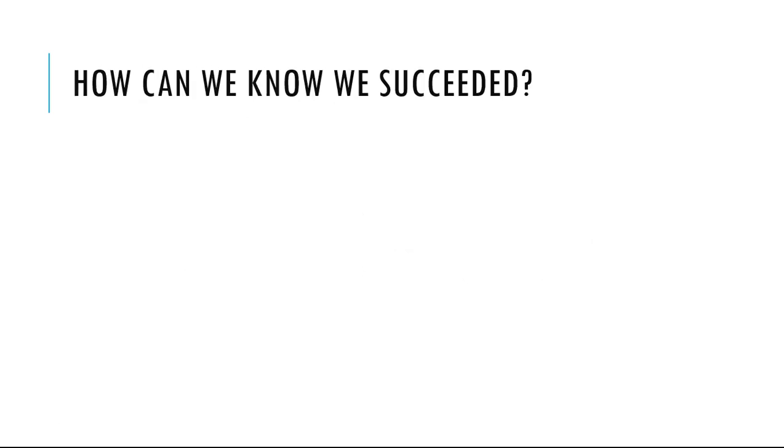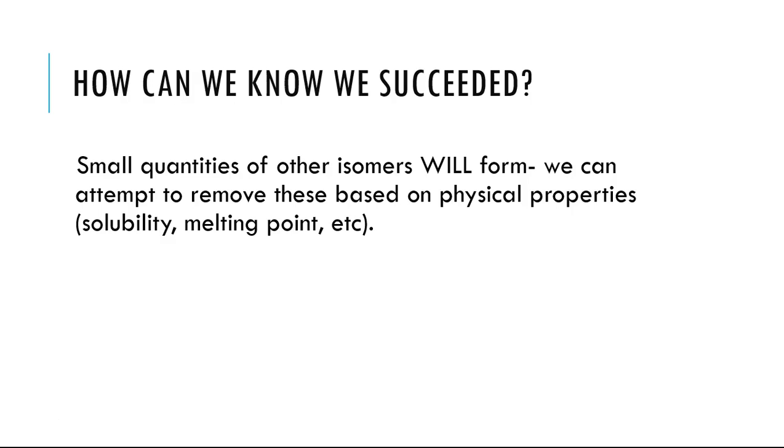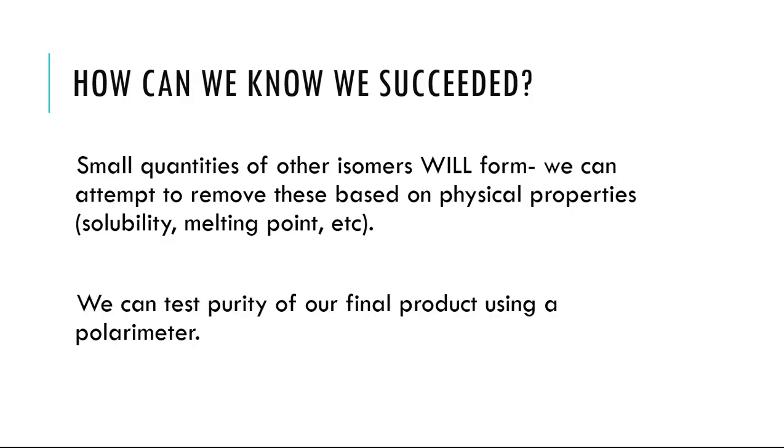Now, we need to be able to assess whether we were successful at doing this or not. So first of all, we have to understand that small quantities of the other isomers will form. We're going to attempt to remove these based on small differences in physical properties, so solubility, melting point, etc. But then what we're going to do is test the purity of the final product using a polarimeter.